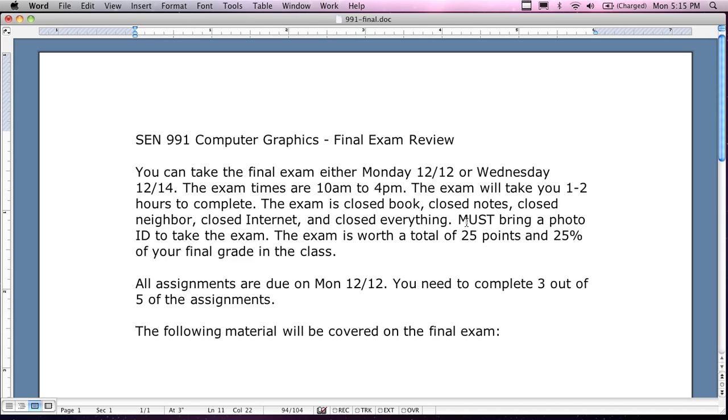The exam will take you about 1 or 2 hours, probably less. Actually, the computer graphics exam is pretty short, I think. The exam is closed book, closed note, closed internet, closed neighbor, closed everything. You must bring a photo ID when you take the exam because we are checking IDs to make sure that the students taking the exams are the students who are in the course. Nobody's taking it for their friend. The exam is worth 25 points, and it is also 25% of your course grade.